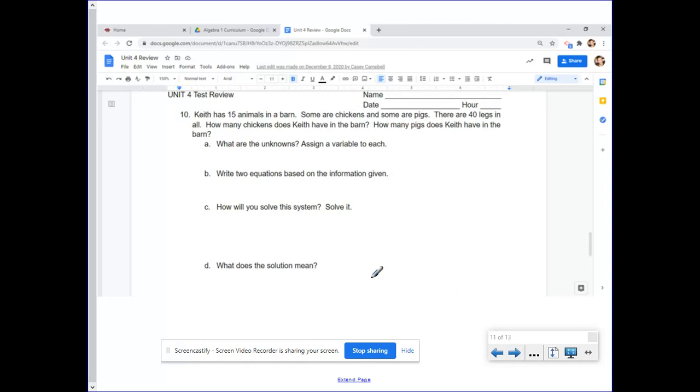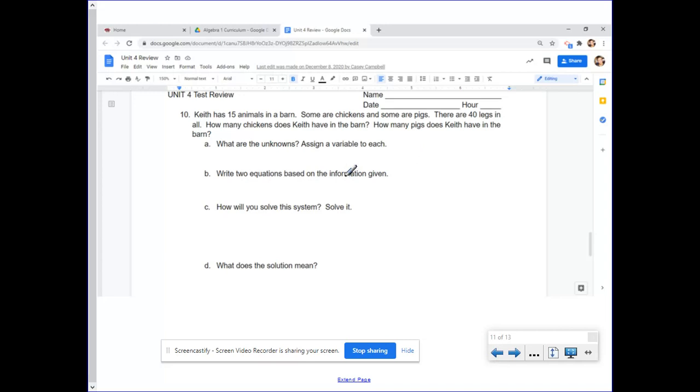10 is very similar to this, except it's talking about animals in the barn, and then you have to use some common sense here because you have to know how many legs certain animals have. And for some of us, we might have to think harder for that than others, but what are the unknowns?